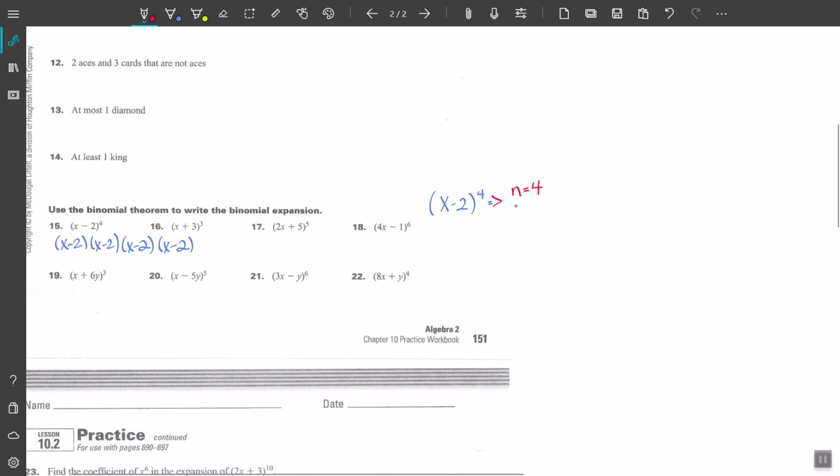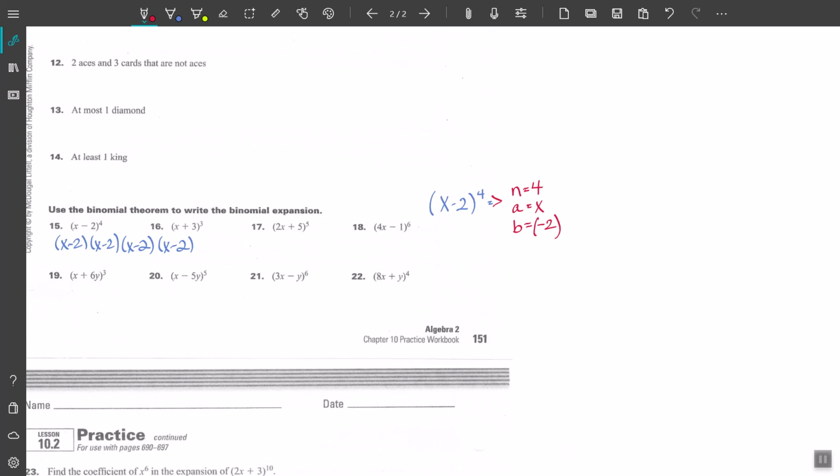Our a value is going to be this first term. In this case it's an x, and then our b is going to be the second term, and we want to take the sign with it. So it's a subtraction sign, so our b is actually going to be a −2, and I'm going to put it in parentheses just so that we don't forget about that negative sign there. And then we're going to go through and find our coefficients on our terms first.